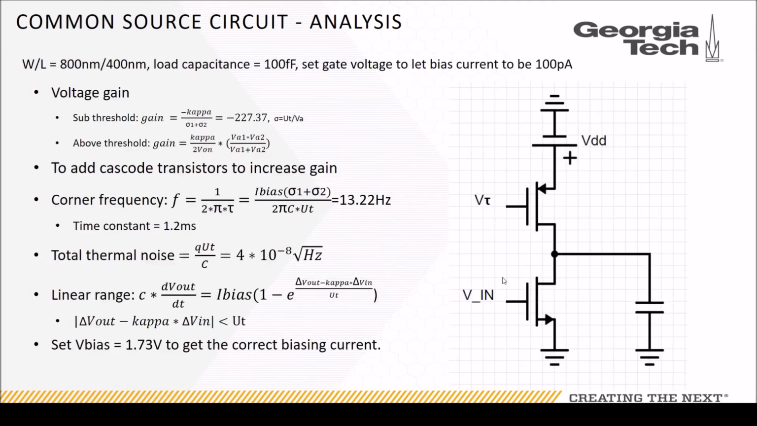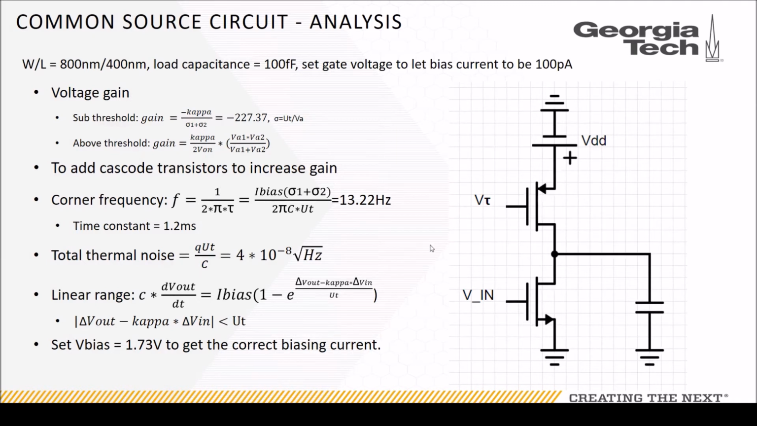Okay, and for the common source circuit, we follow the same procedure and same settings. So we have our W over L ratio unchanged, the load capacitance also 100 femtofarad, and the biasing current is 100 picoamp. To get that, we need to set our V bias to be 1.73 volts. And we have several analyses, like our voltage gain, our corner frequency, and our total thermal noise, which are listed here.